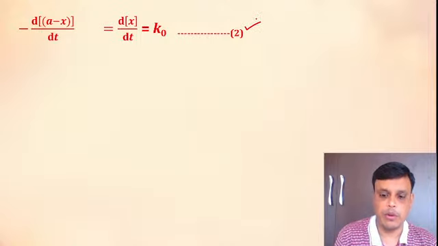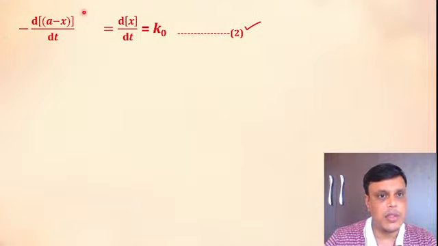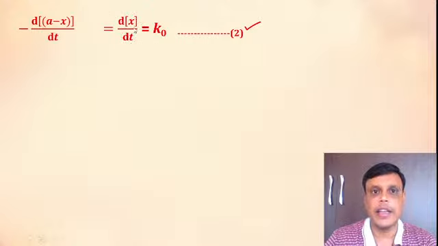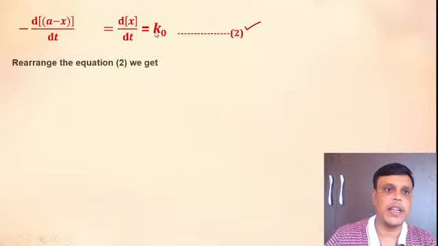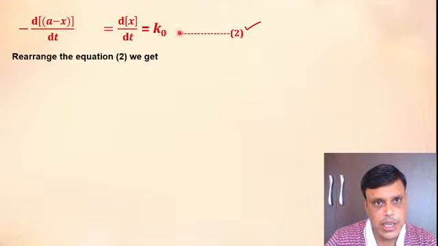Equation number 2 है हम लोगों का. समझ में आया कैसे? Why is there a negative sign? Because this is your reactant rate and this is your product rate, and by equating this equation we can have d by dt X is equal to K0. Then rearrange the equation 2. So we'll rearrange the equation 2.